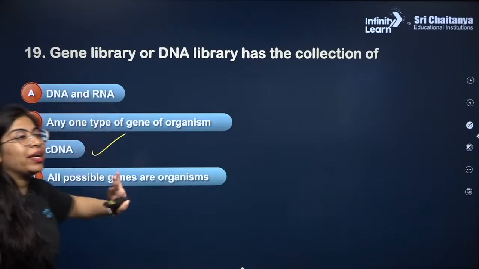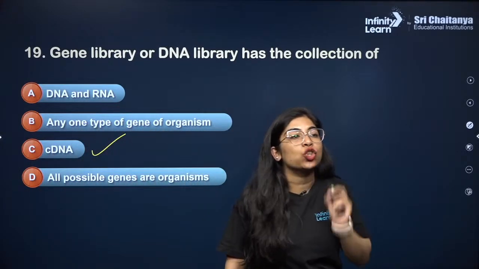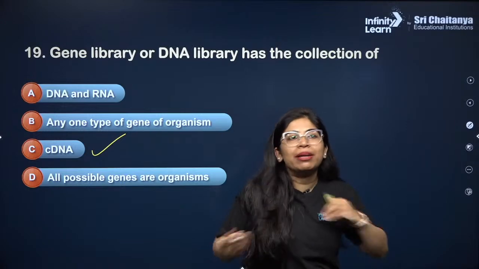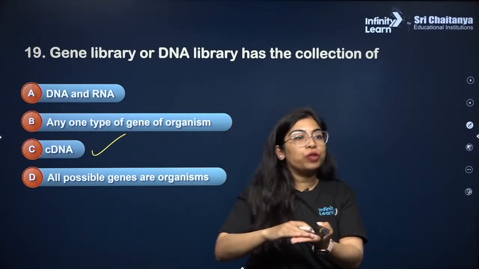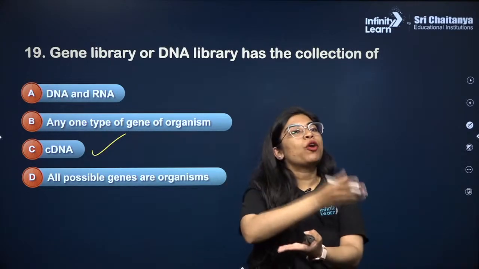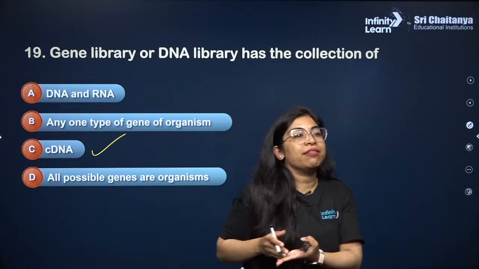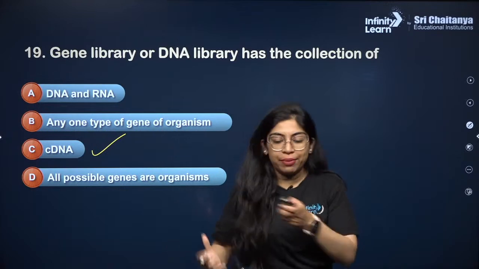My gene library is made up of complementary DNA. C is complementary. What is this complementary DNA? If I have an organism, I have the mRNA of the organism. Then cDNA is formed from that mRNA, everyone. That is complementary DNA, which makes the gene library.